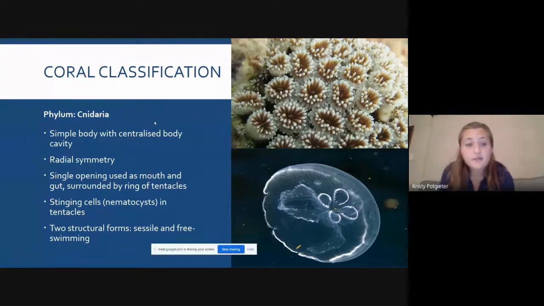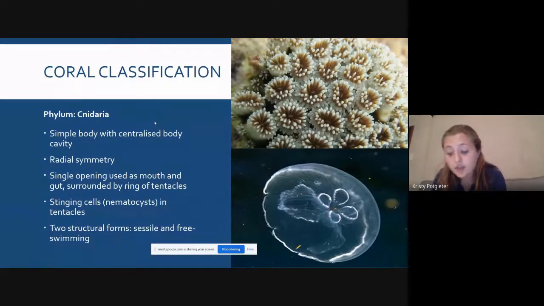So the phylum Cnidaria is quite a large phylum of animals, and it covers a large variety of organisms. The main characteristics of these animals in the group Cnidaria is that they have a simple body with a centralized body cavity that contains the digestive system and a single opening used as the mouth and the gut. And this is surrounded by tentacles that are covered in nematocysts, or those stinging cells.